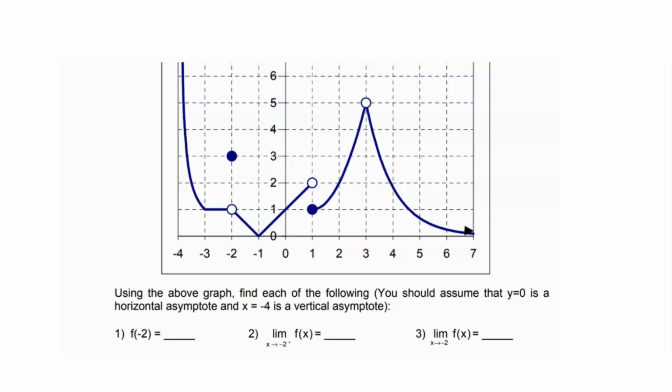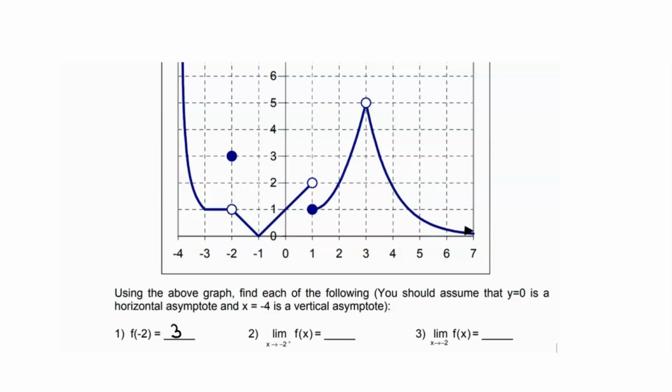So if we look at our graph here, we can see a hole where the graph meets as part of this piecewise function at x equals -2, but we also see that we have a value plotted at (-2, 3). So in this case, even though there's a hole at (-2, 1), we do have the value defined at (-2, 3). So the answer here would be 3.